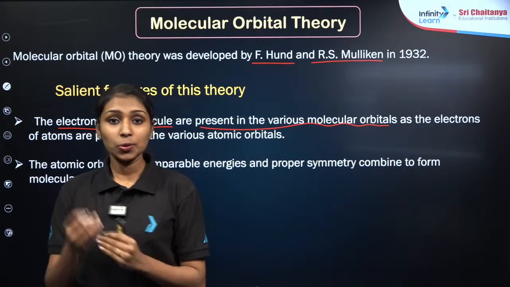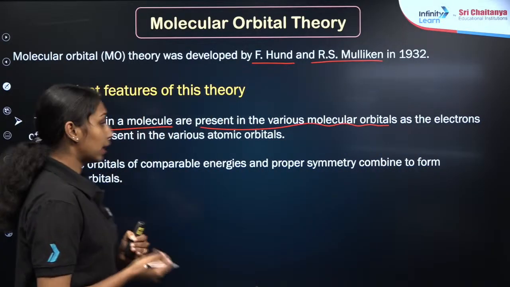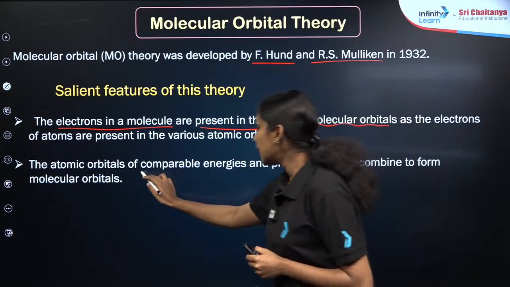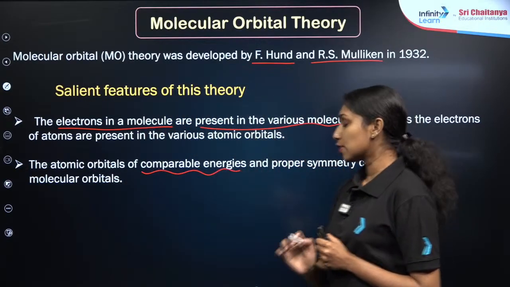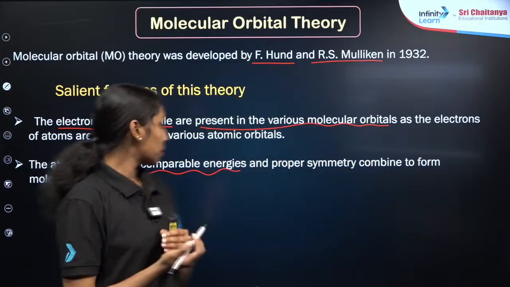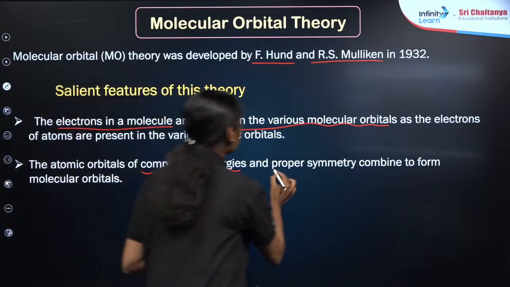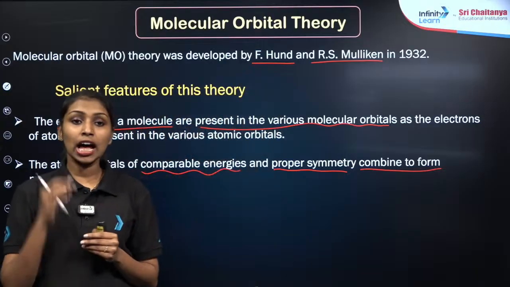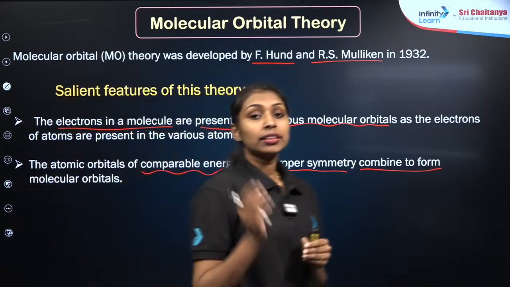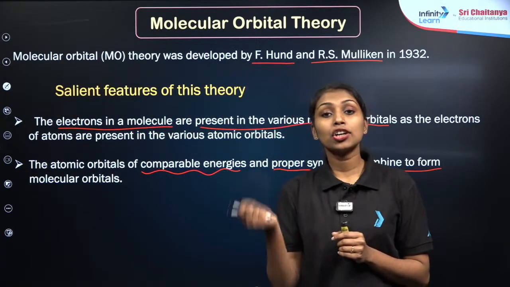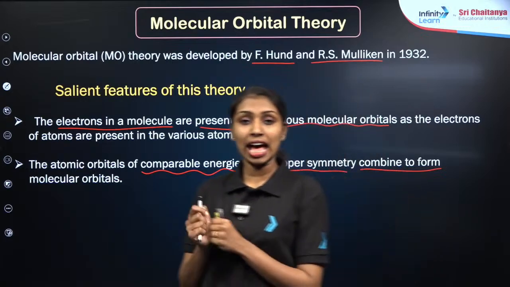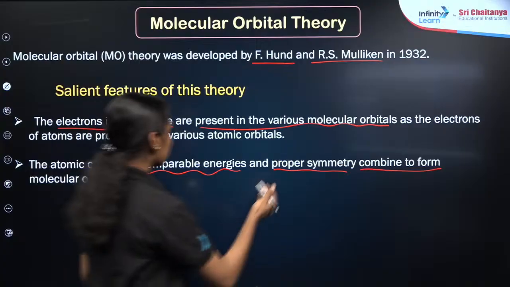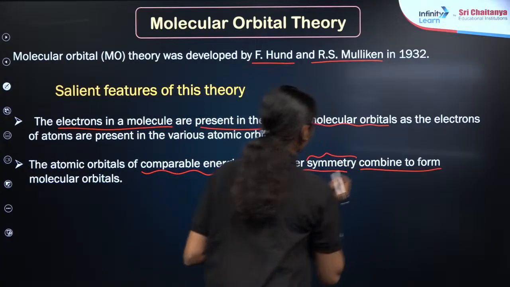Now, how are these molecular orbitals formed? Atomic orbitals of comparable energy and proper symmetry combine to form molecular orbitals. The molecular orbitals are formed by the combination of atomic orbitals having similar energy and similar symmetry.